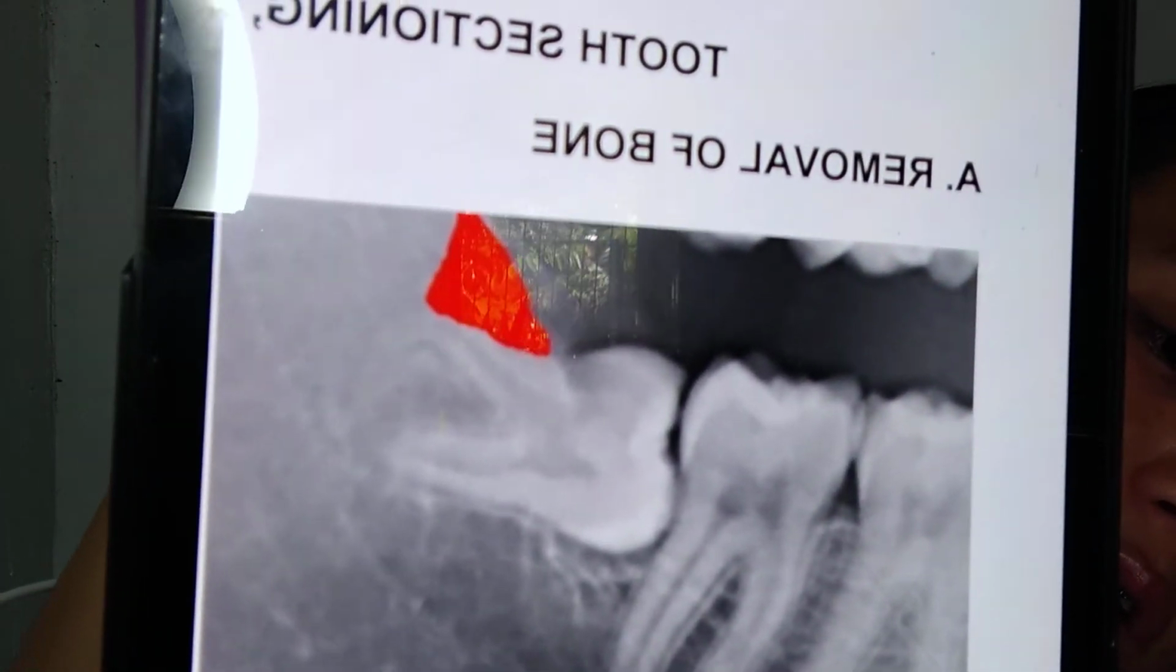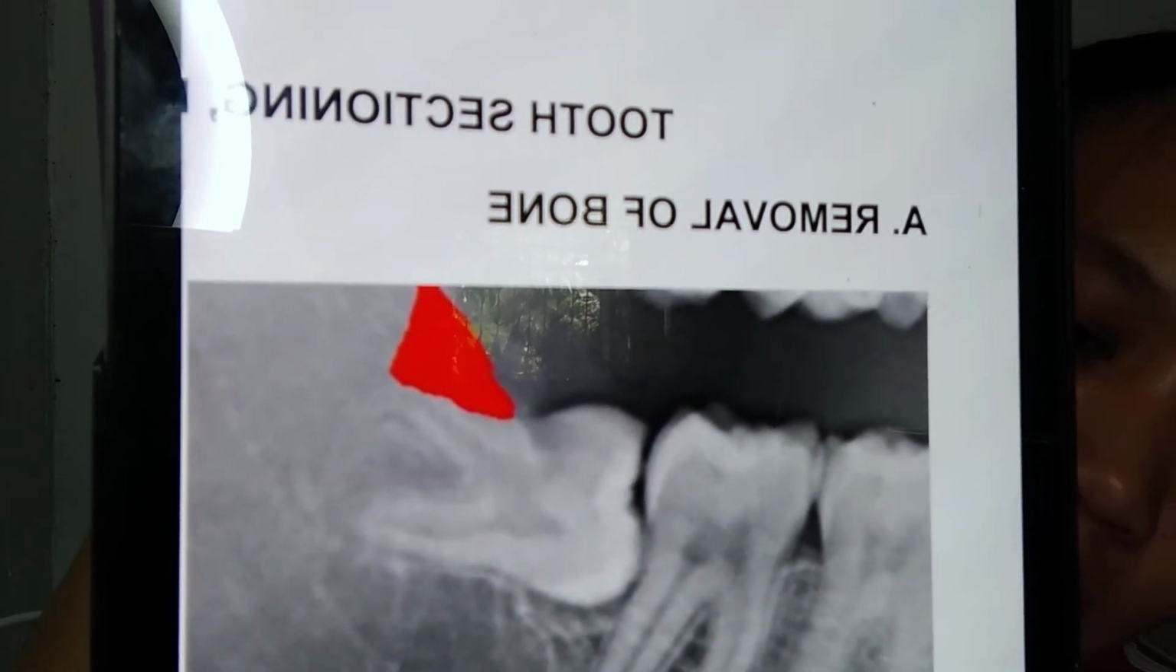For the burr removal, the burr technique: buccal and distal bone removal is performed down to the cervical line of the impaction. Here. As you can see in the picture, the red part in there.